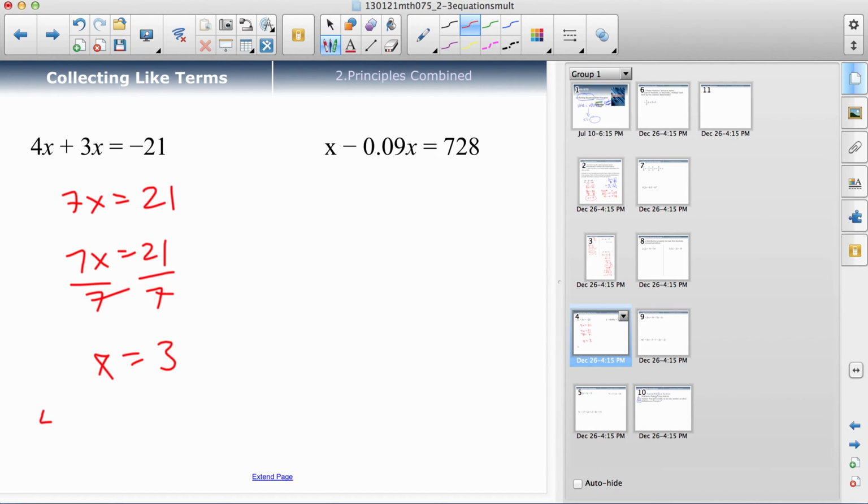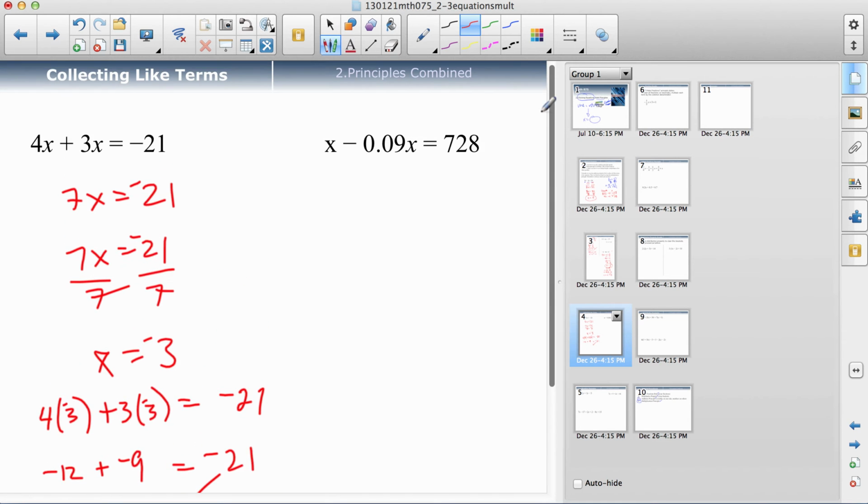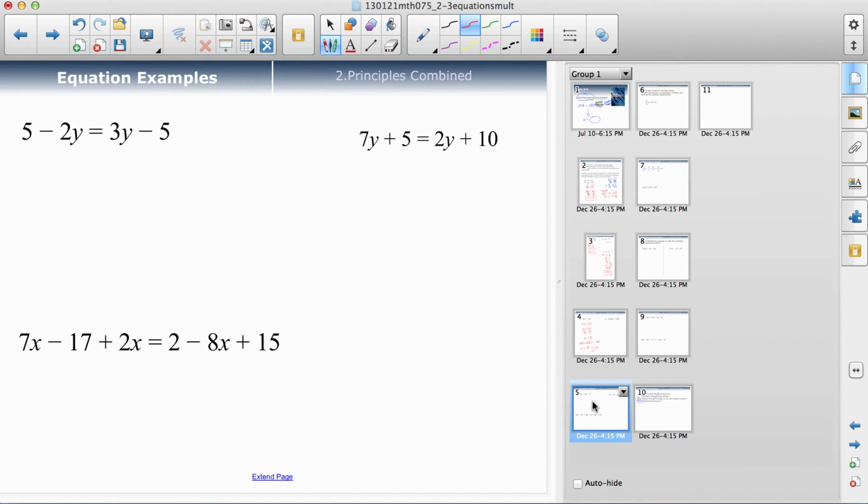Let's check this one. 4 times 3 plus 3 times 3. Does that give you, oh, that's a negative, I forgot that. Negative, negative. My answer would be negative. Darn negatives, eh? Does that equal negative 21? Negative 4 times negative 3, negative 12, plus 3 times negative 3, that's negative 9. Does that equal a negative 21? Down 12, lose another 9. Sure enough, it does. Correct. Similar kind of question there.